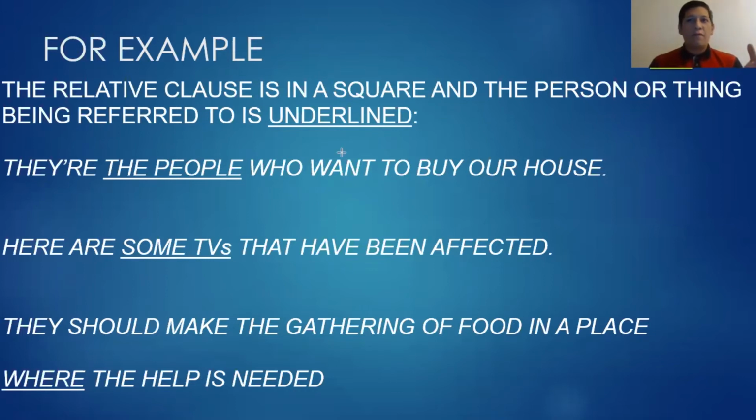So, where are the squares? Do you see a square here, a square there? No? Okay. Let's check the sentence. It says, they're the people who want to buy our house. They're the people who want to buy our house.